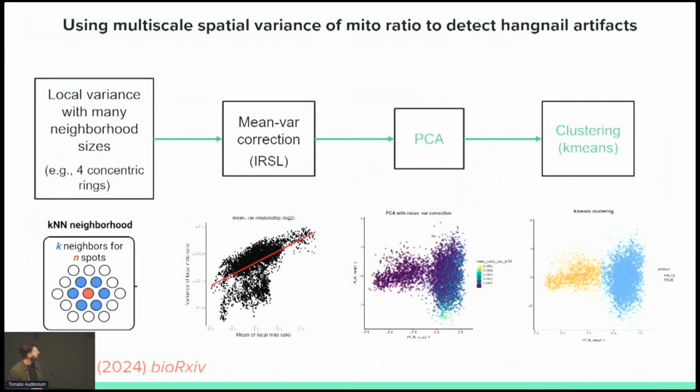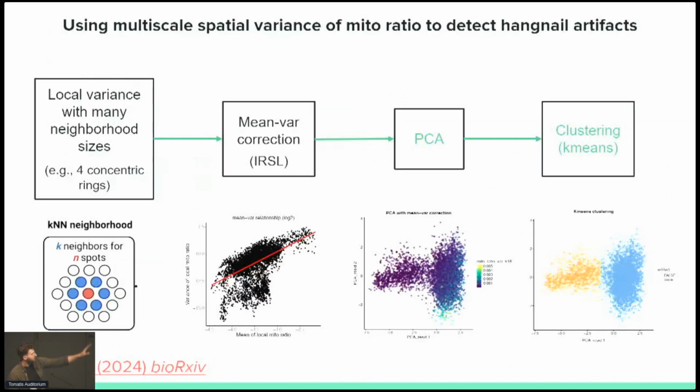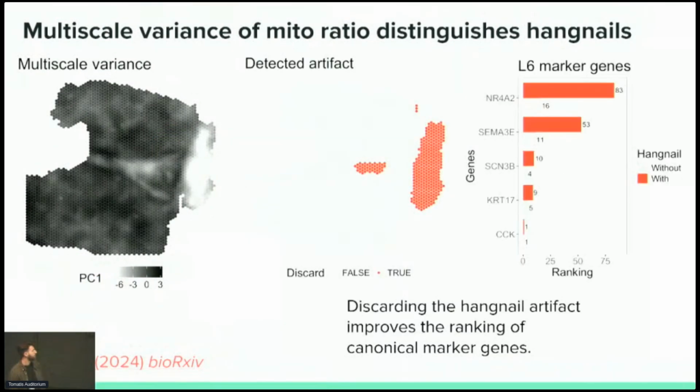And so we use a very similar method where we take the local variance across several different neighborhood sizes. We adjust for the mean variance relationship. We conduct PCA to separate out the 2 clusters, and then we can essentially cluster using k-means. And doing so works out pretty well. Just plotting PC1 clearly separates this hangnail artifact from the rest of the tissue.